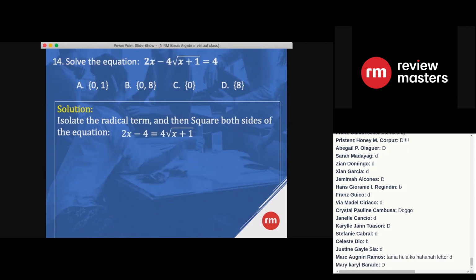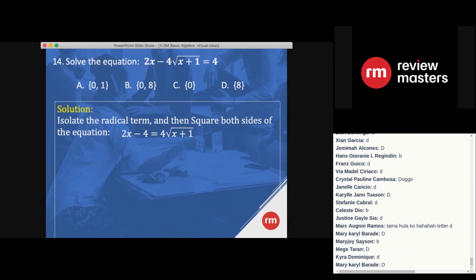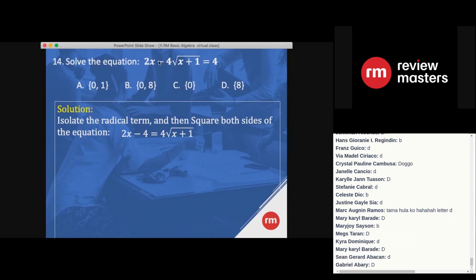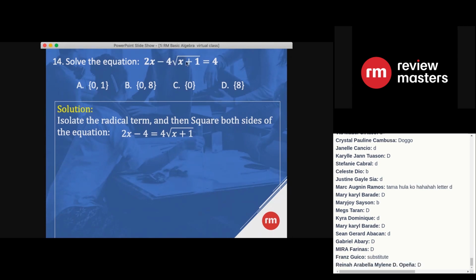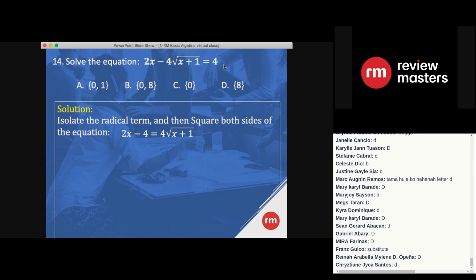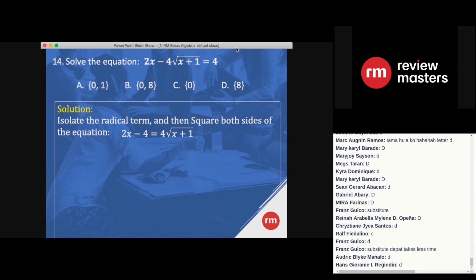Isolate the radical term and then square both sides of the equation. So we isolate this minus 4 times the square root of x plus 1, and move it over here. This 4, we move to the other side, so it became 2x minus 4. And since this one is minus, when we move it, it becomes positive. Then we square both sides.